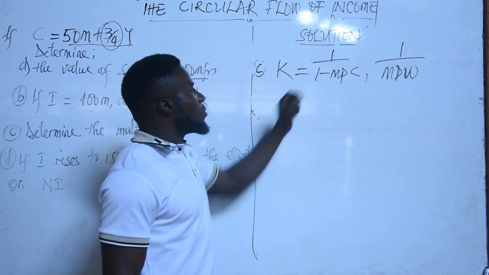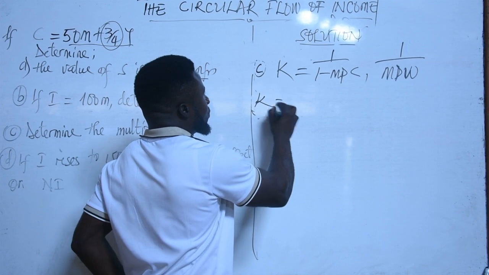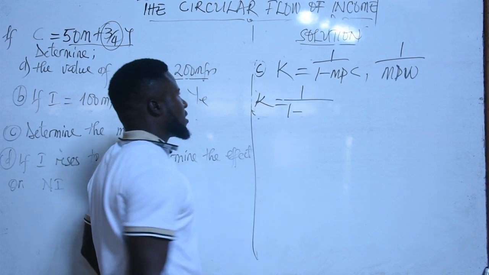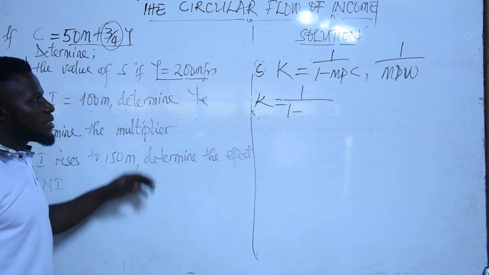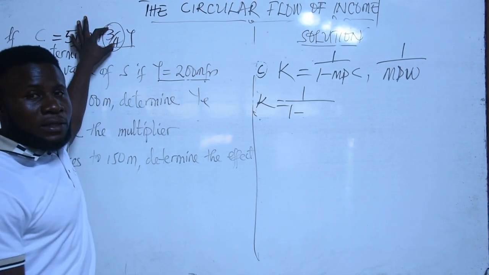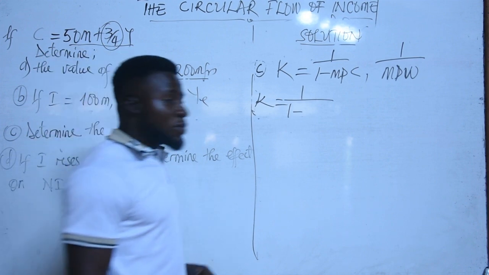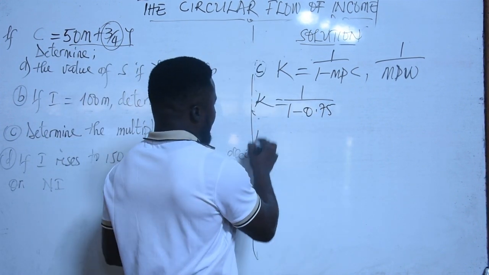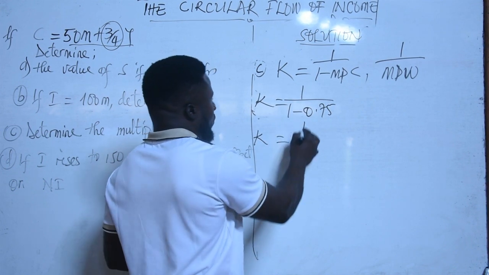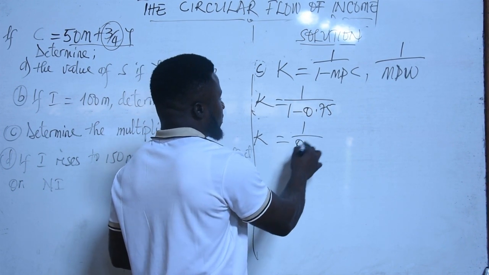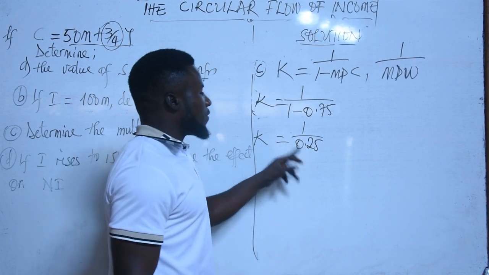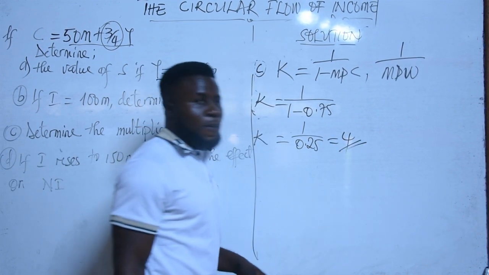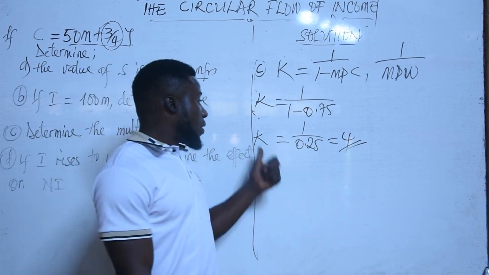Let us start with formula 1. K is equal to 1 all over 1 minus the marginal propensity to consume. And our marginal propensity to consume is 3/4. In decimals, it is 0.75. So our K here is equal to 1 all over this minus this gives us 0.25. 1 divided by 0.25 gives us 4. So that is our multiplier.